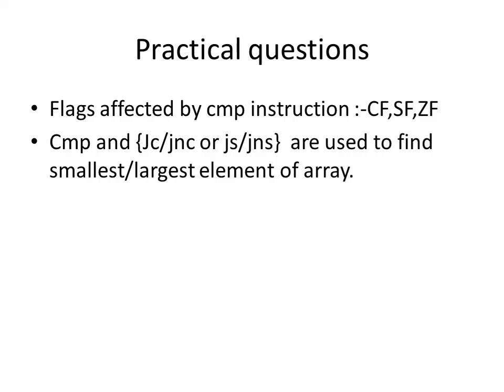Practical question: which flags are affected by the CMP instruction? As I already told you, the zero flag, sign flag and carry flag. Which instructions are used to find the smallest and largest element? The comparison instruction, and JC or JNC, JS, JNS are the instructions used to find the smallest and largest element of the given array.